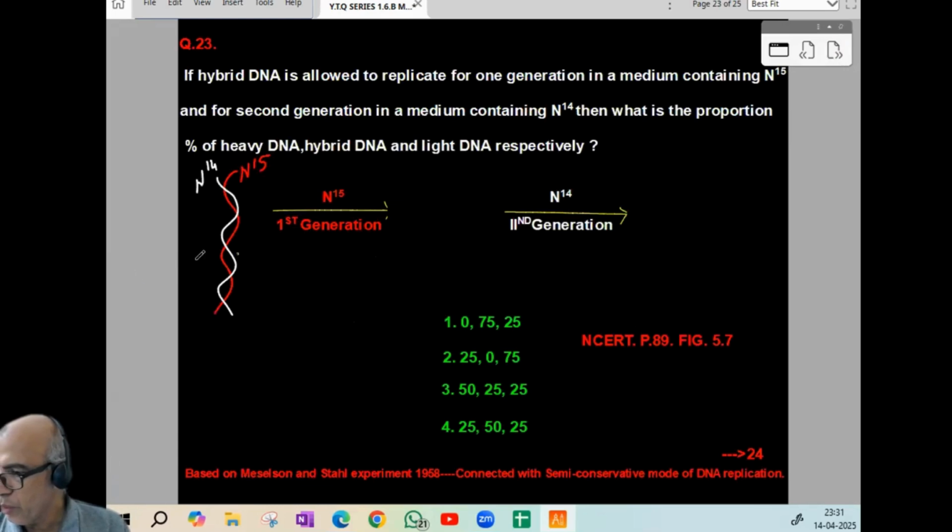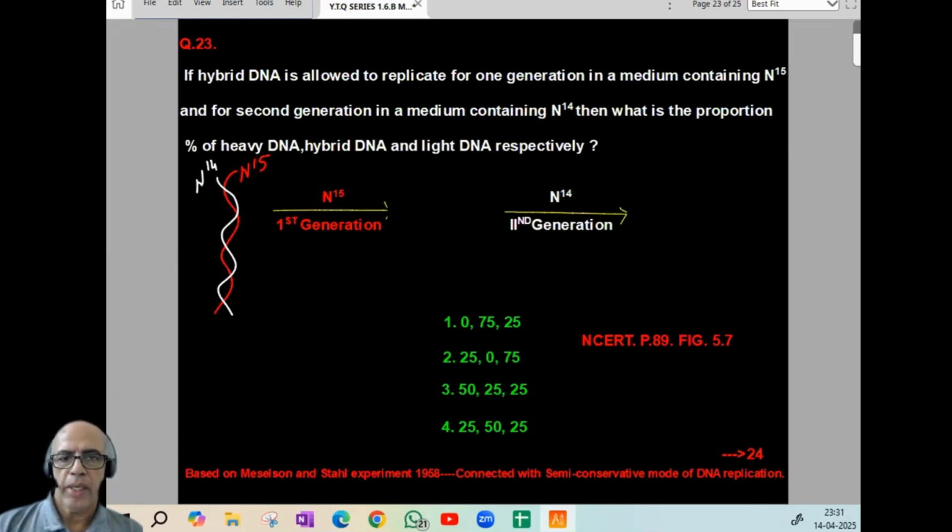Now coming into 23. Typical Meselson and Stahl experiment. That is a problem-solving type. Now when we come to 23: in hybrid DNA, if hybrid DNA is allowed to replicate for one generation in a medium containing N15 and for second generation in a medium containing N14, then what is the percentage of heavy DNA, hybrid DNA, light DNA? That's a good question, but it is a direct question.